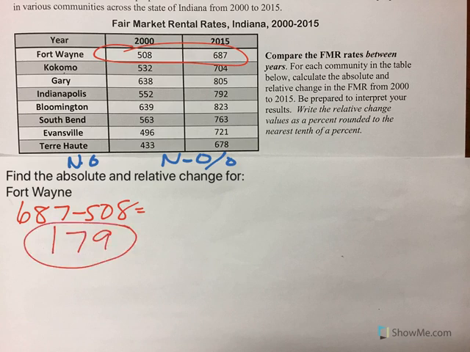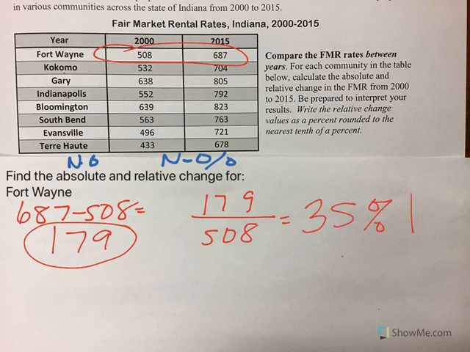Now, relative change is the same thing, right? New minus old, so we have 179 over the old value, which is 508, leading to roughly a 35% relative change. So from 2000 to 2015, the fair market rental rates in Fort Wayne increased by $179, which was roughly 35%.